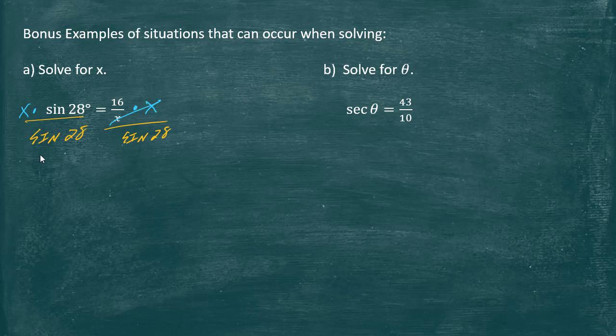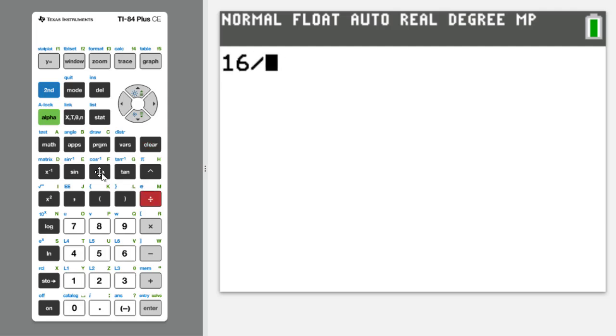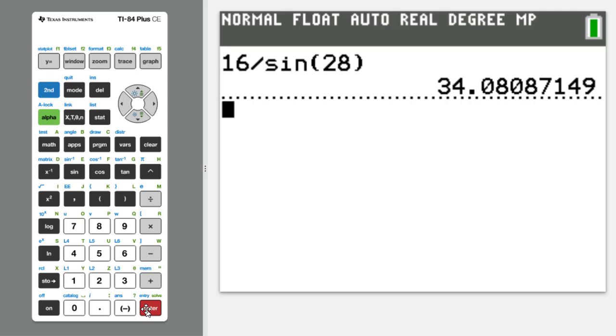That's really the key takeaway with this. I could then divide by the sine of 28. That now should get the x all by itself, and now it would just be whatever the ratio is of 16 to the sine of 28 degrees. And from here, just type it in the calculator. So let's do 16 divided by sine of 28 really quick. And that gives us a value of approximately 34.1.